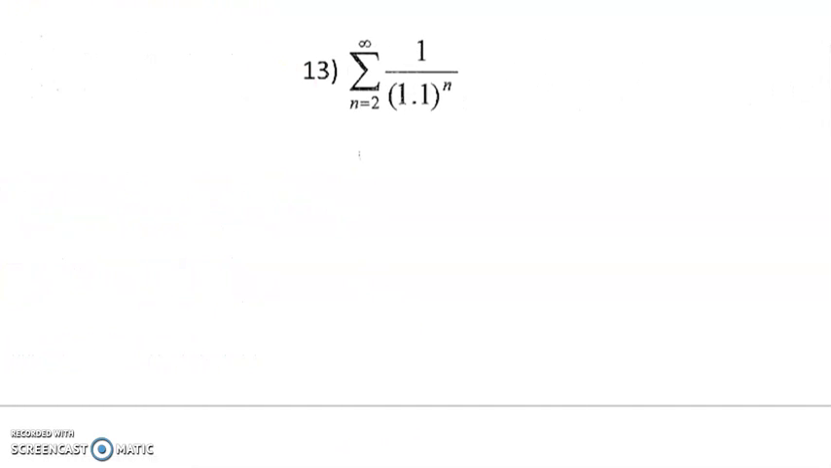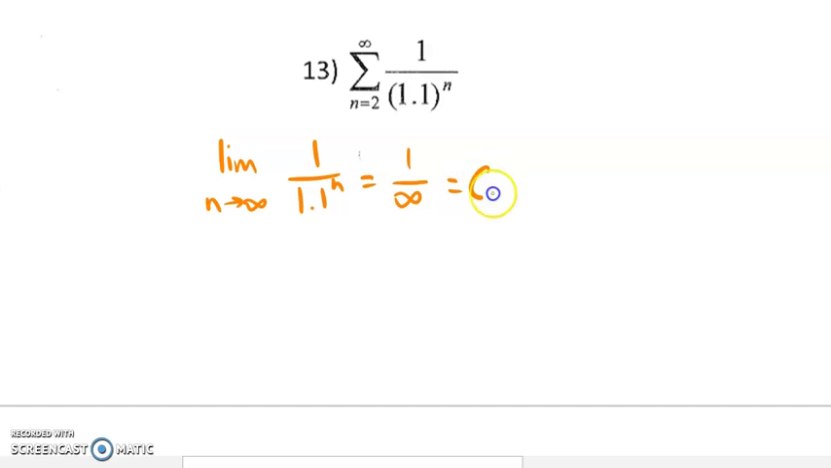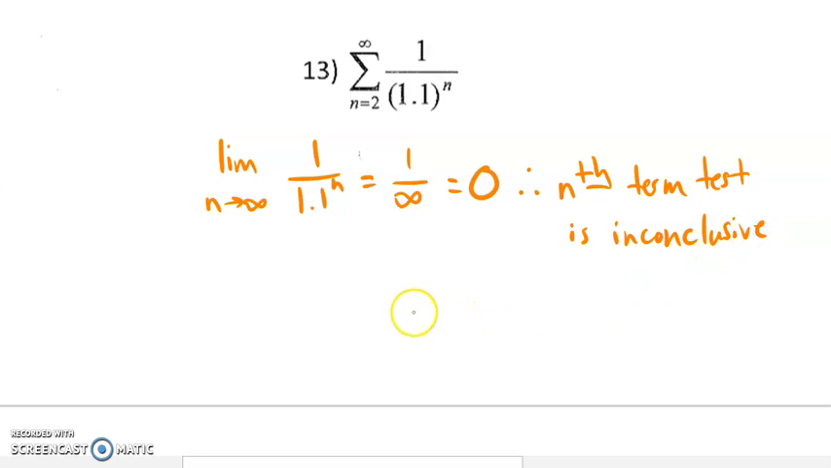All right, now we look at this next one. We look at the limit as n approaches infinity of 1 over 1.1 to the n. And, well, 1.1 is bigger than 1, so when we raise that to large values, it's going to get bigger. So this is going to be 1 over infinity, which approaches 0. Therefore, what? You guys tell me. The nth term test is? I heard someone say it. Inconclusive. All right. So that doesn't mean that we have an answer for whether this series converges or not. That just means that the nth term test wasn't helpful.